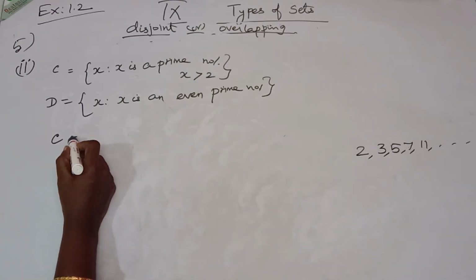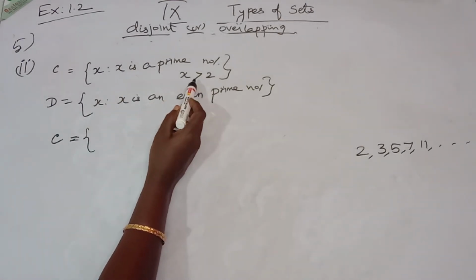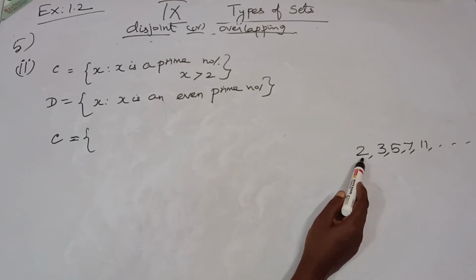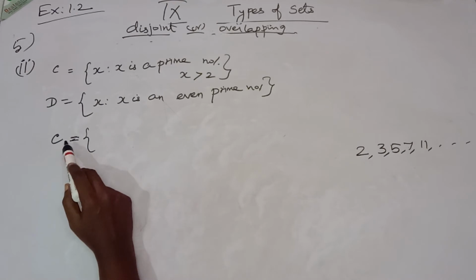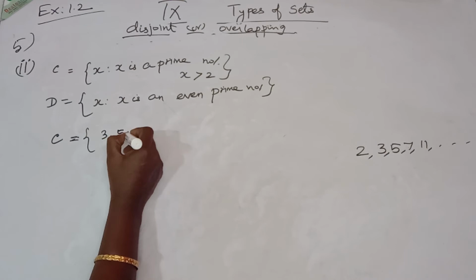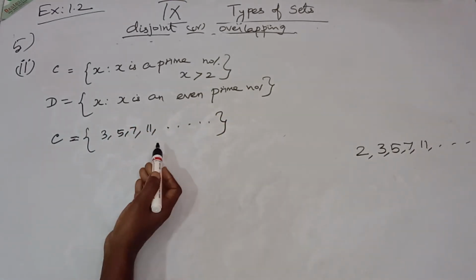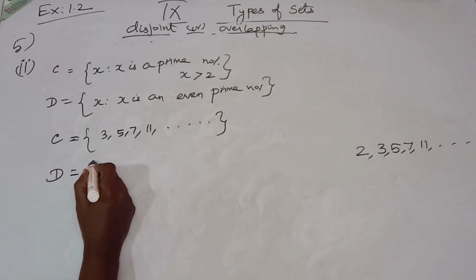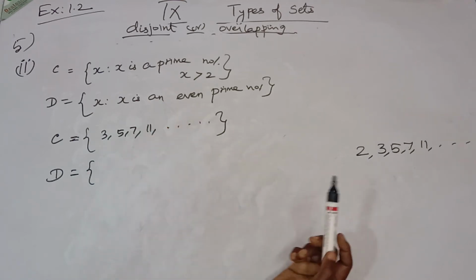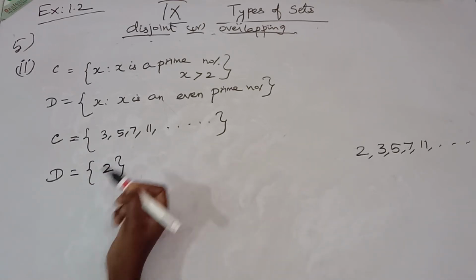So here the set C equals x is a prime number and x should be greater than 2. x should be a prime number, but that prime number should be greater than 2. So this 2 we can't include in the set C. The rest of the prime numbers we can write here: 3, 5, 7, 11, etc. It will go on up to infinity. It is an infinite set. And then set D equals x is an even prime number. Only one even prime number is there in the number system. It is nothing but 2. So we can write this 2.